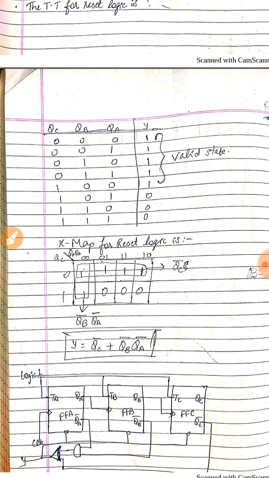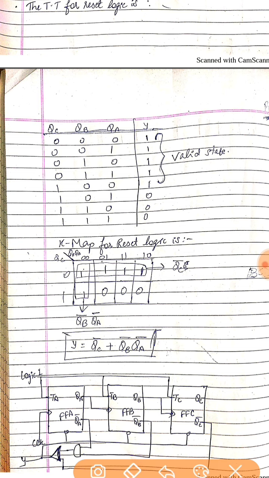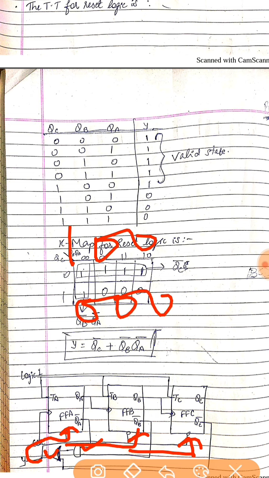You can see here one AND gate is used and one OR, and this output y is fed to the clear input of all the flip-flops. As soon as we reach 1 0 0, after the next clock it will become 0 0 0 again. So the circuit will be reset.